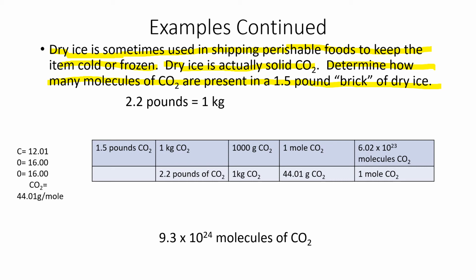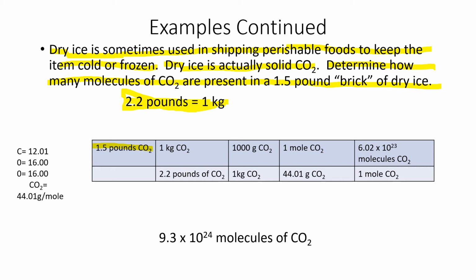Some useful information was provided for us. 2.2 pounds equals a kilogram. So we have a way of converting between the English and the metric. Again, this is a dimensional analysis problem. We need to use dimensional analysis in order to solve this. So what do we start with? Well, the only thing we could really start with is the pounds of the CO2. So we have our pounds of the CO2 ready to go.